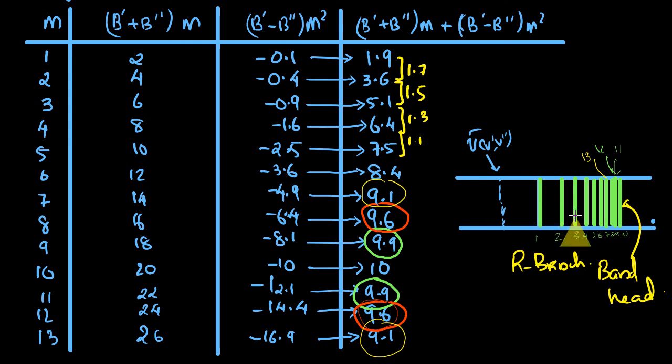Then the lines will, as the J values increase, the wave numbers will increase, but the lines will come closer and closer, and then at a particular value the maximum wave number is obtained and then it starts to return. Okay, that is the nature of the R branch of the spectrum.